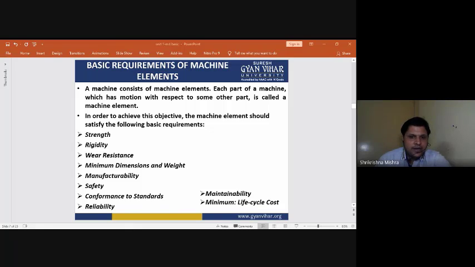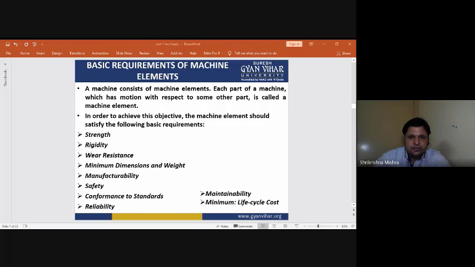The other point, ninth point, was maintainability. A machine part should be maintainable. Maintainability is the ease with which a machine part can be serviced or repaired. The last point is minimum life cycle cost. What was minimum life cycle cost? Life cycle cost of the machine part is the total cost to be paid by the purchaser for purchasing the part and operating and maintaining it over its overall lifespan.